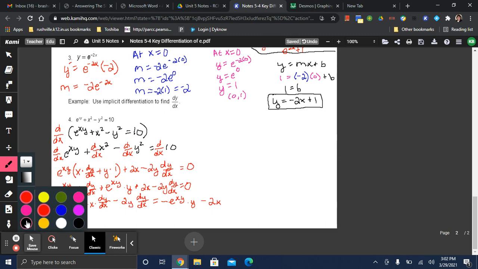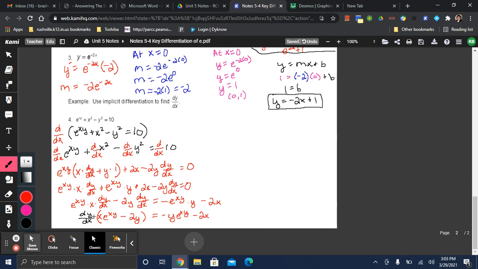So on this side, I can factor out. I'm going to do that in a different color so you can see it a little bit better. I'm going to factor out the dy dx. And that will leave me with e to the xy times x. I might put that x in the front. And then minus 2y. And then on the other side, I might put the y in front. So negative y e to the xy minus 2x.